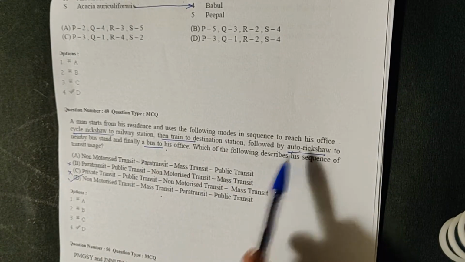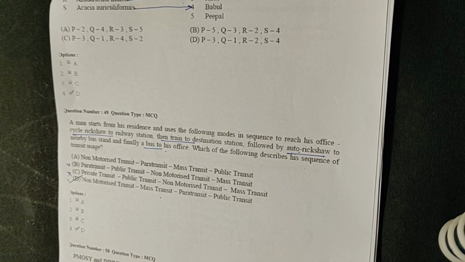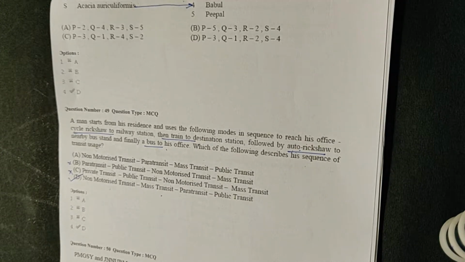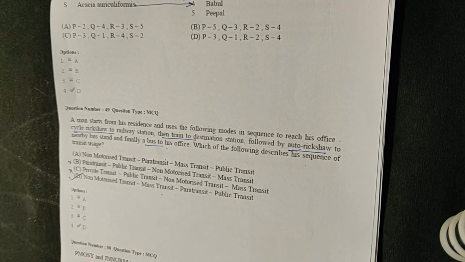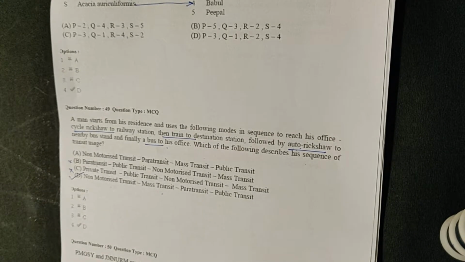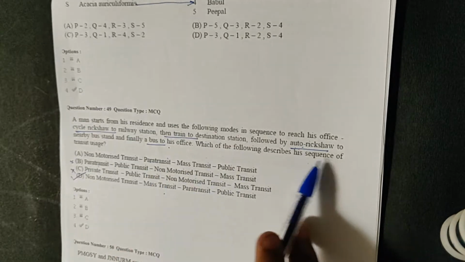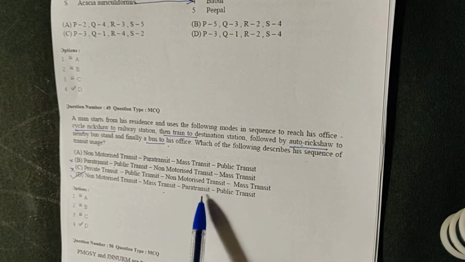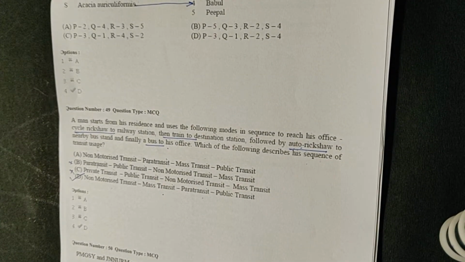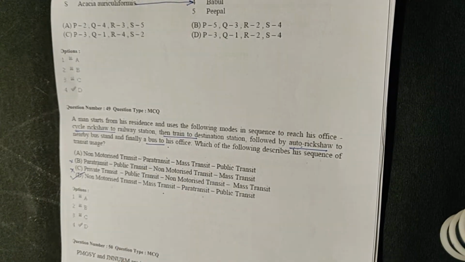Next, he takes an auto rickshaw, which is a paratransit. Paratransit is basically a transit system that takes you between two different kinds of transit systems, as in from motorized to non-motorized, or from public to private. So auto rickshaws are known as paratransit systems. Even taxis come under paratransit systems. And the last, he takes a bus, which is a public transit system.